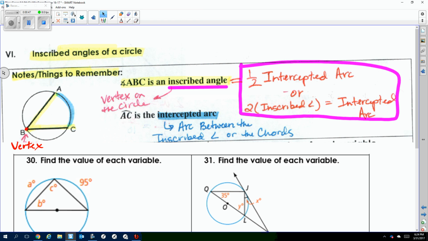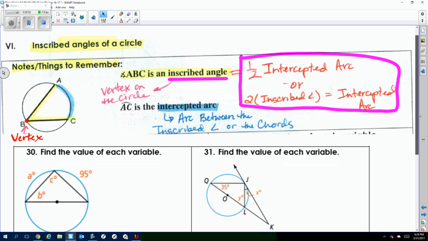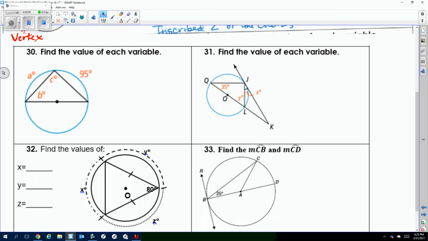Now, I'm going to go back to doing the left side again to get you to practice on the right side. So on number 30, couple things. Hopefully you see you have a diameter here. So that means it cuts the circle in half, so that's 180. And then C is an inscribed angle, and the intercepted arc that goes with C is that 180. And this is the corollary for inscribed angles. Anytime you have an inscribed angle that intercepts a semicircle, that is always 90. So that's one of the easy ones.